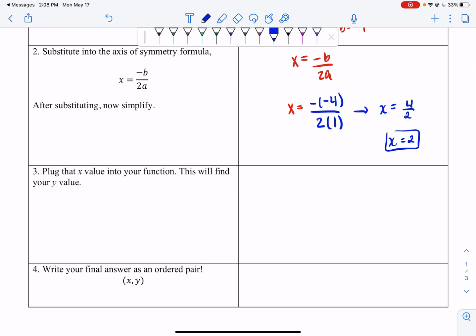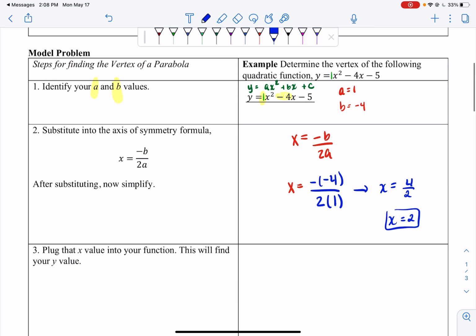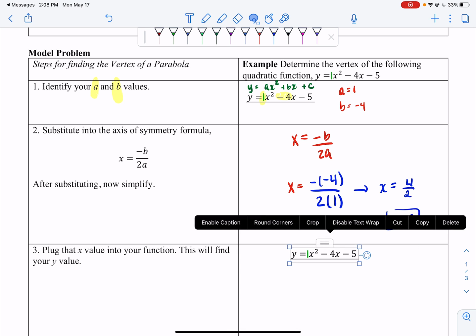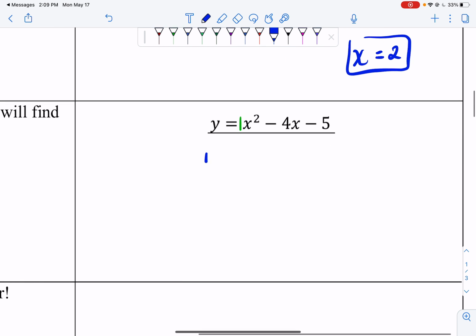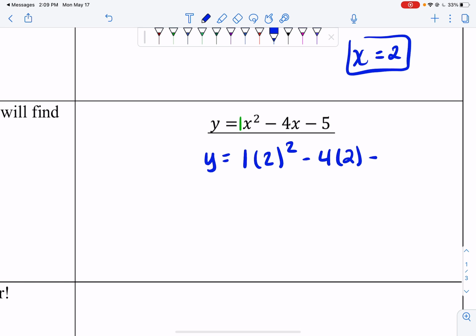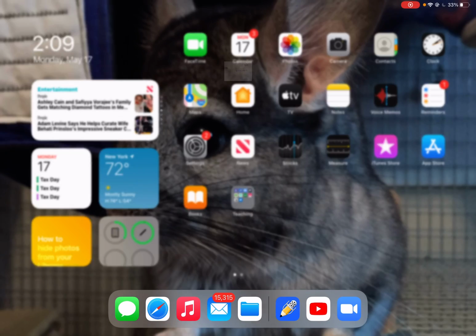Step 3 says plug that x value into your function. This will find your y value. So I'm just going to plug in 2 everywhere I see an x. So I have 1 times 2 squared minus 4 times 2 minus 5. We're just going to type this into a calculator.